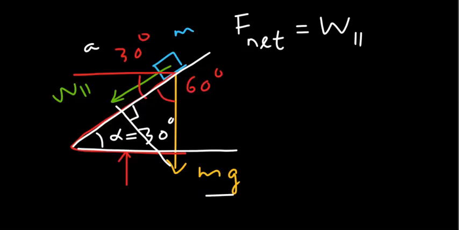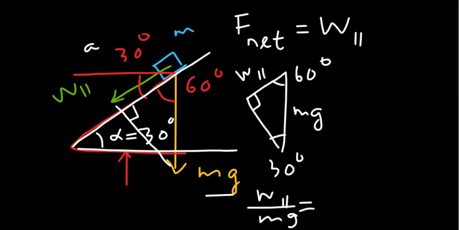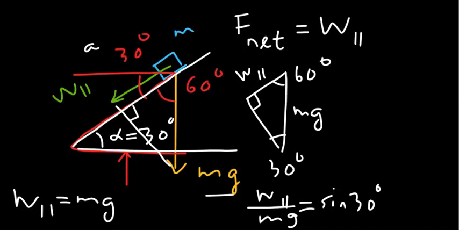So this is a right angle triangle. So what do you have essentially? It's a right angle triangle, 90 degrees here, 60 degrees there, so that must be 30 degrees. This is W parallel and that is mg. So you see W parallel over mg is quite simply sine 30 degrees. So that means W parallel equals mg sine 30 degrees.